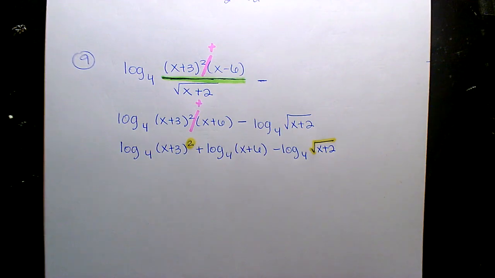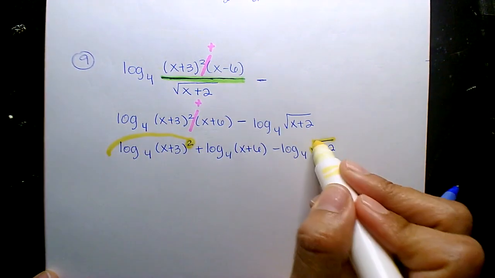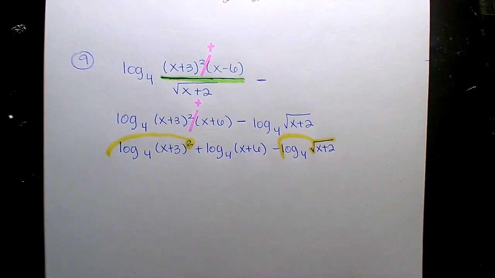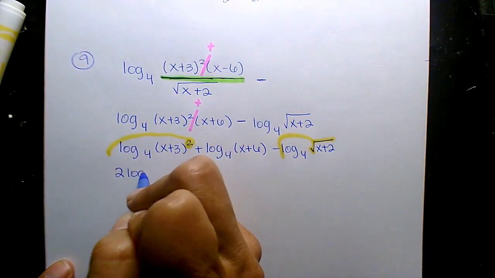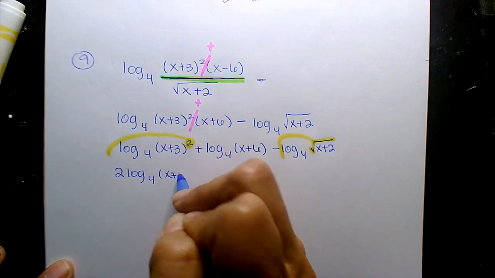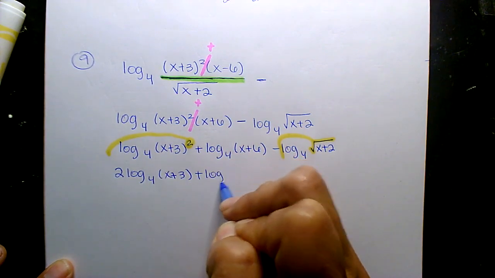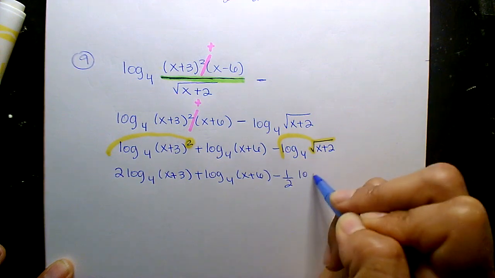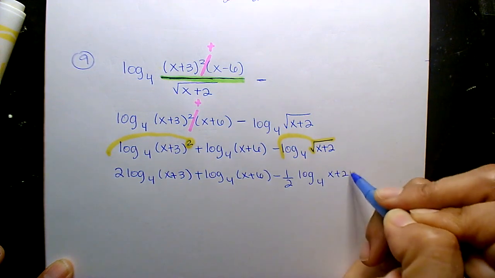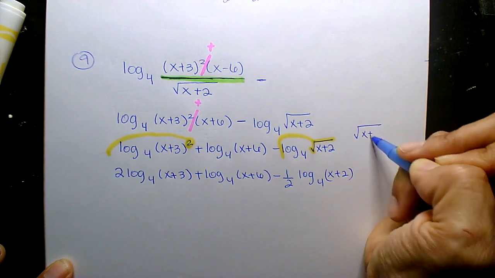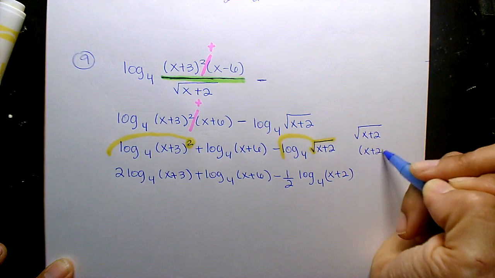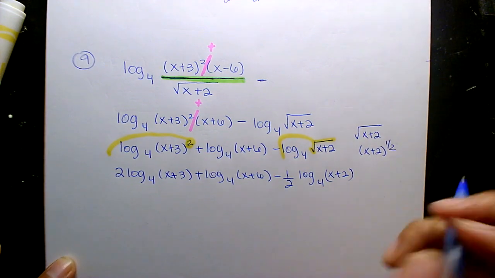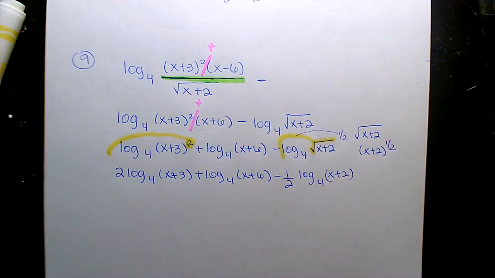So remember, with your power, you just bring it to the front. So 2 log 4 quantity x plus 3, plus log 4 quantity x plus 6, and then minus 1/2 log 4 of x plus 2, because this is really to the 1/2, and that's the power that I'm taking over to the coefficient. And then that's it. You're done.